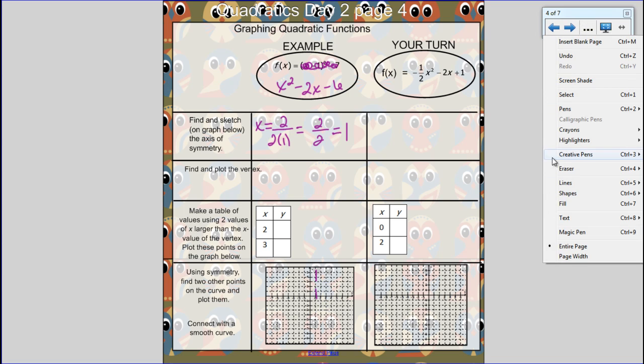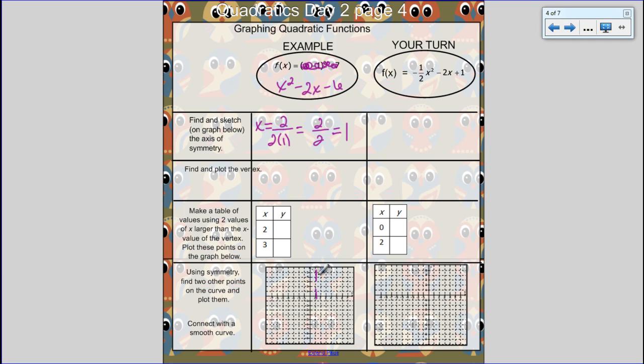I think I'm going to change colors. It makes it easier to see if I use the red pen. So my axis of symmetry is right here where x equals 1. I'm going to draw it as a dashed line so it doesn't interfere with my parabola. Now it asks us to find and plot the vertex. Well, I know that the x-coordinate of my vertex is going to be 1 because it matches the x value for my axis of symmetry.